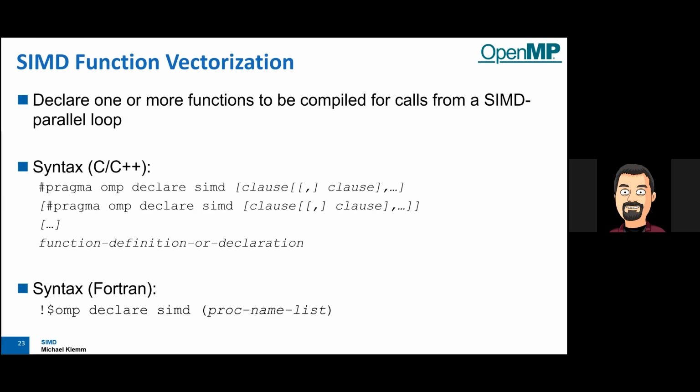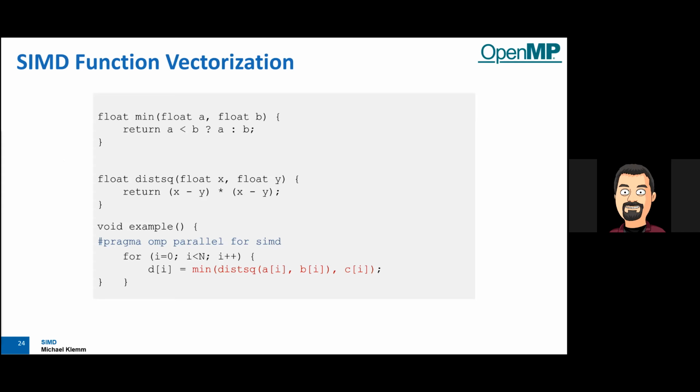And this is done by prefixing it with one or two or more declare SIMD directives. And what happens is, for each of those SIMD directives that you specify, the compiler will generate a version of that function that adheres to that declaration. So what that means in reality is this.